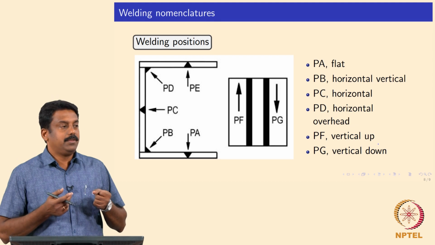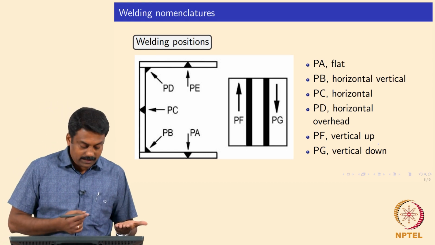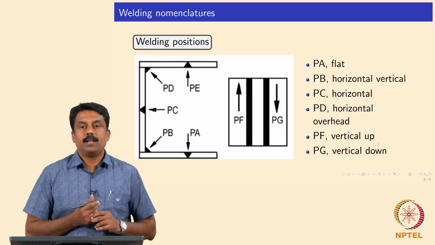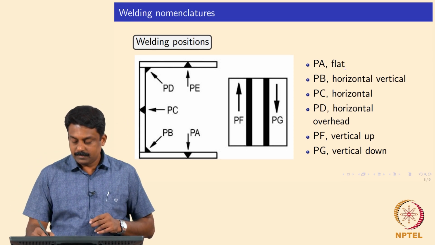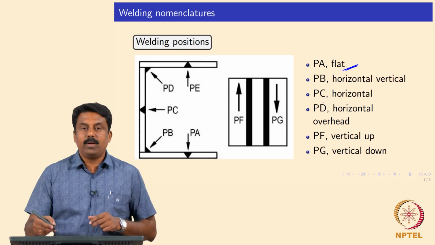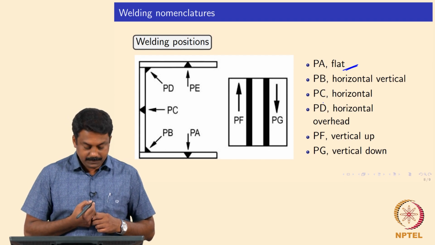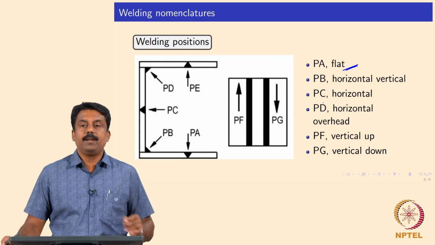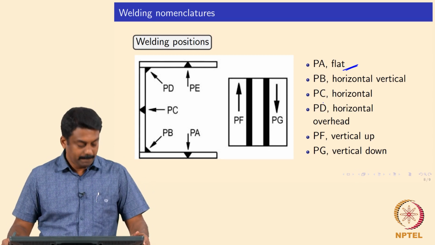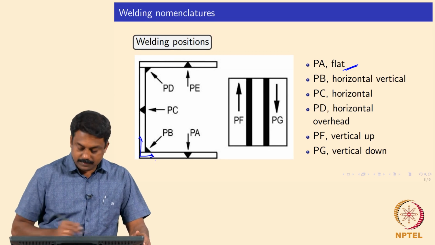So you take a welding torch, or the welding torch is mounted and the plate is kept on the flat surface, and then you do down hand welding. That is known as flat. It's called PA. And PA, PB, these are all nomenclatures used by AWS. Then PB is for fillet. So horizontal, vertical. Because this is horizontal and this is vertical, isn't it?